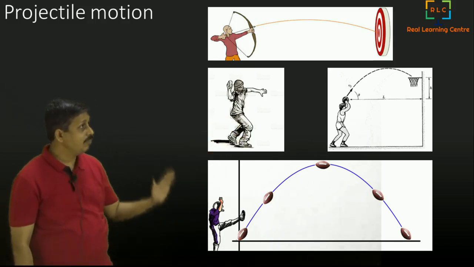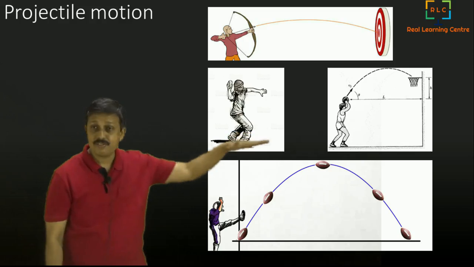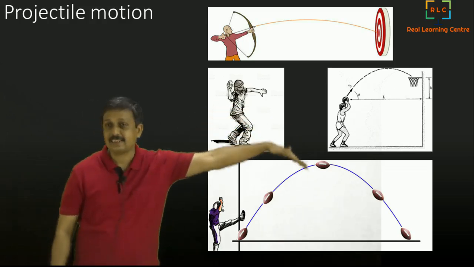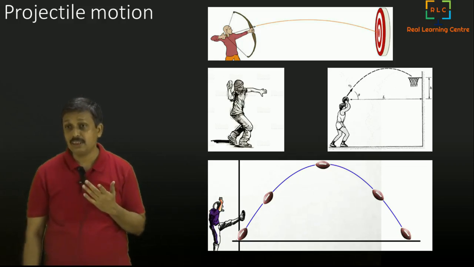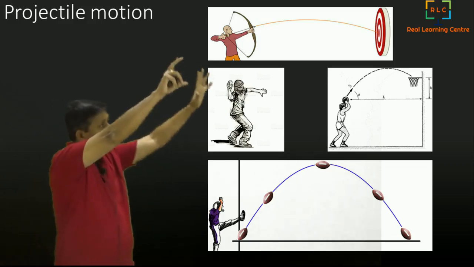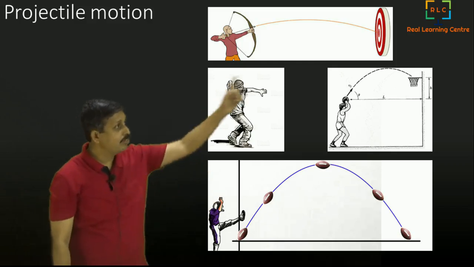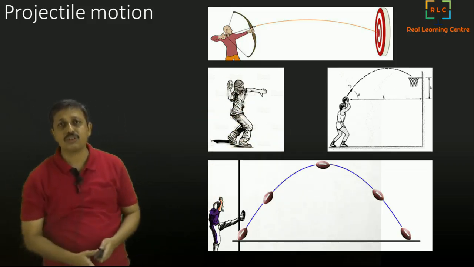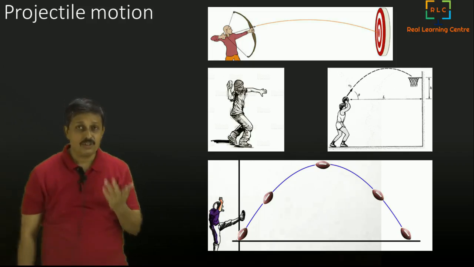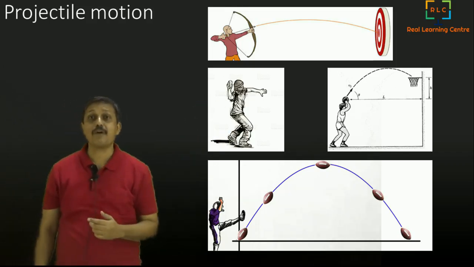Okay, and that will not go straight like this. It will go in a path like this. Such a path which it takes is called projectile motion. See, you are throwing a basketball into the basket. It is also going to take that path. And you simply throw a stone, which takes the same path. You kick the football, it takes the same path.